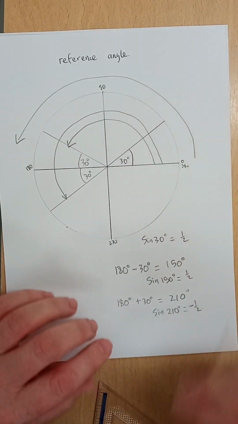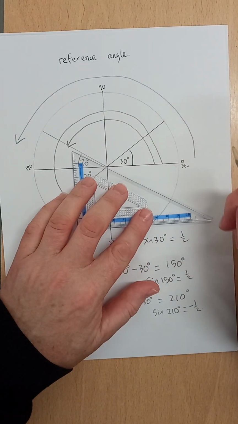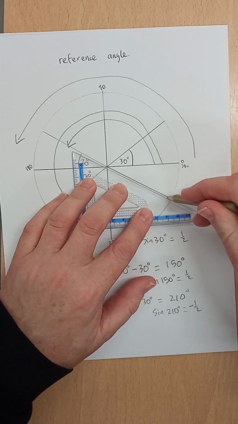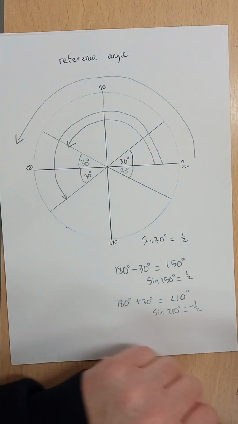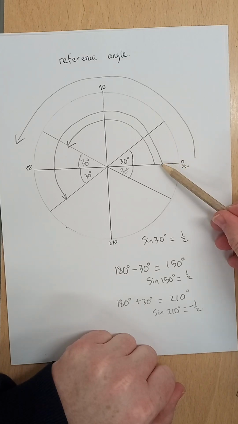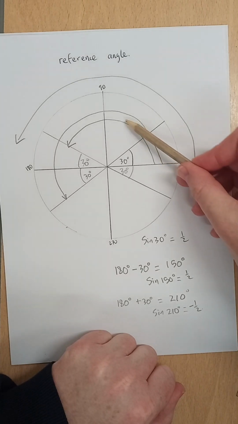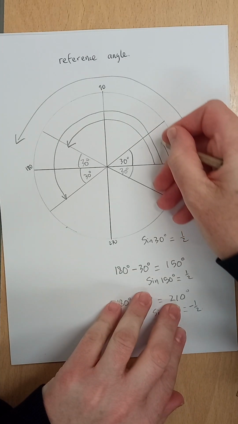So let's see what happens if we keep going. Let's see what happens if we put 30 down in here. Now, you can go the whole way around.